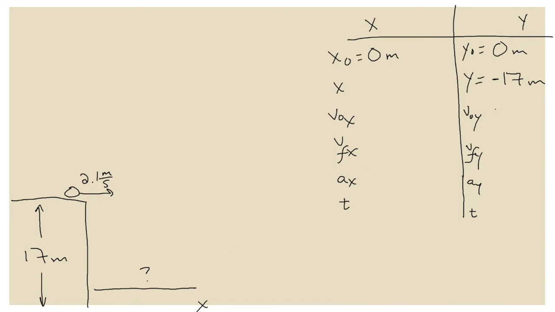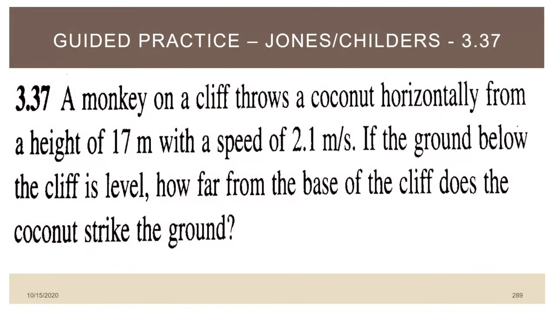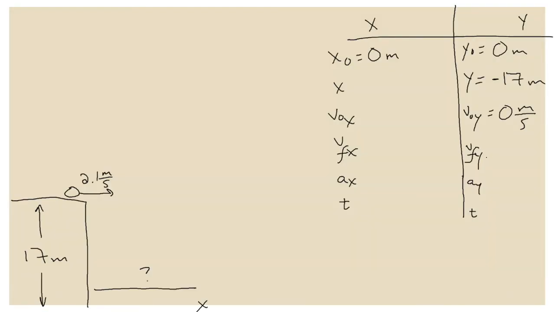Now, the initial velocity in the y direction is 0, and that's because the problem specifically says the coconut is thrown horizontally. And so because the coconut is just thrown horizontally, the v naught is 0. And the acceleration in the y direction is going to be negative 9.8 meters per second squared.